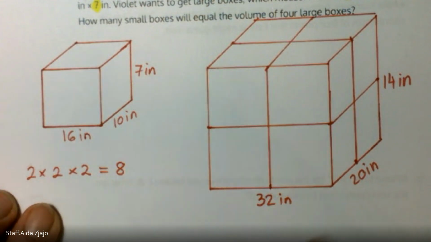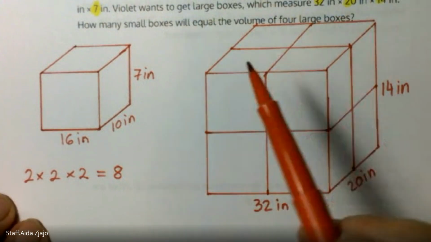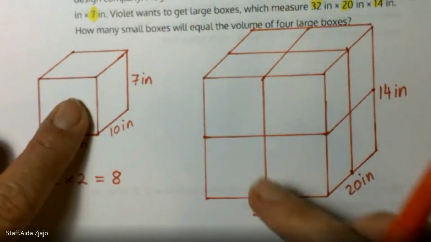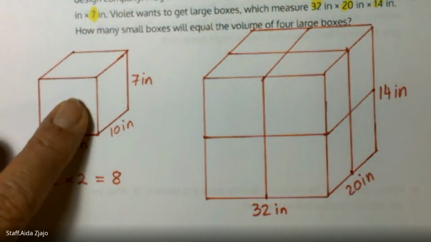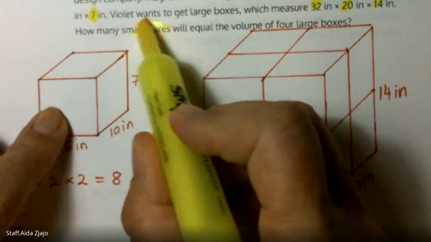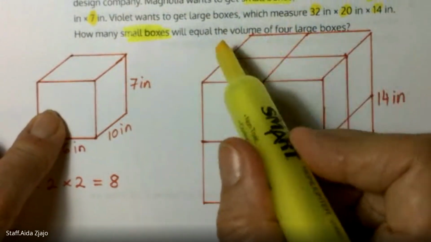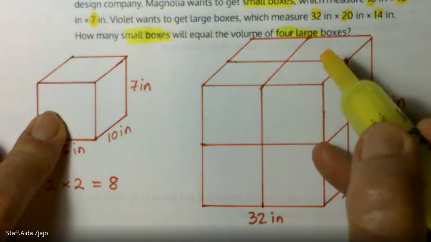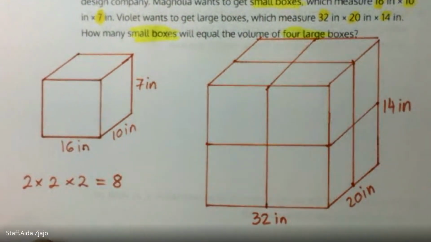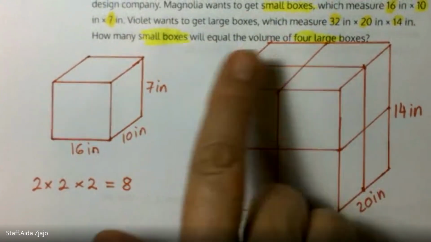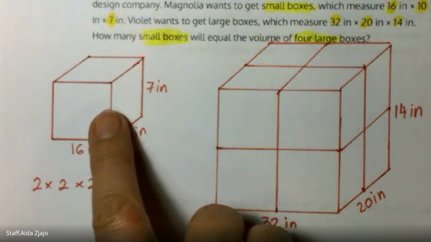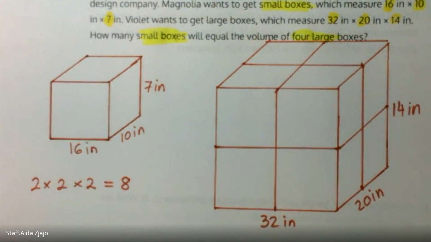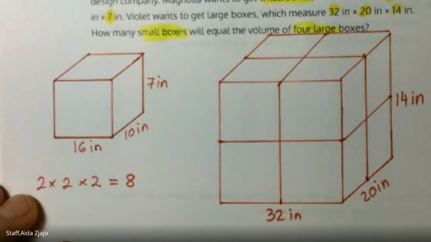But that was not the question. That was just how many of these boxes can fit in this one. Our question says, how many smaller boxes can equal the volume of 4 large boxes? So now if we know that one box is 8 times greater than this, then 4 like this would be 4 times 8. That's how we're going to figure it out.